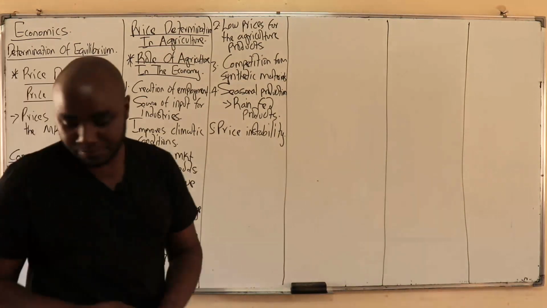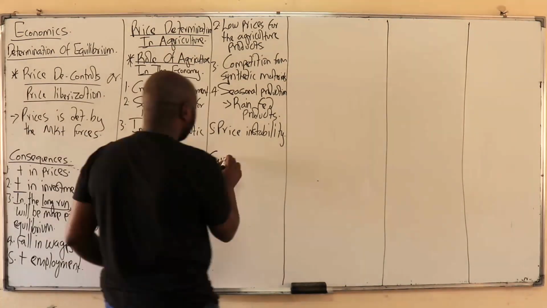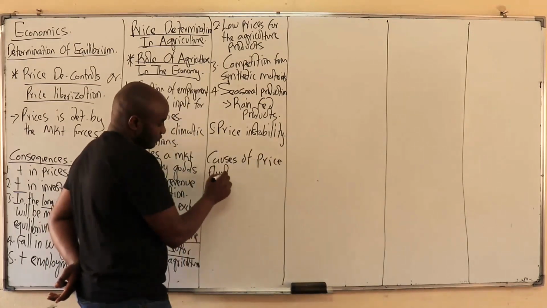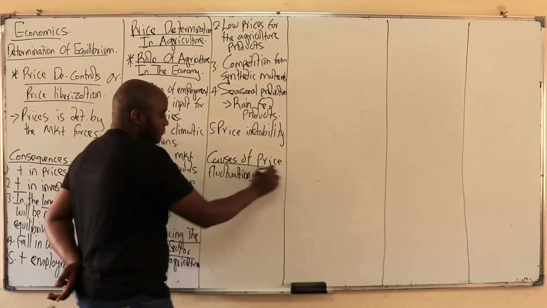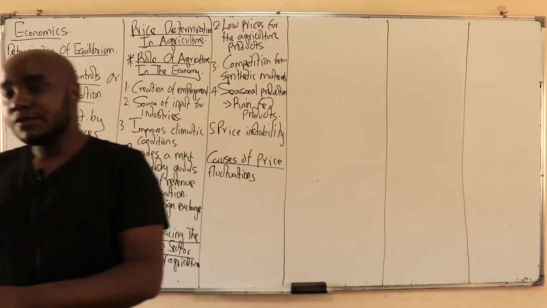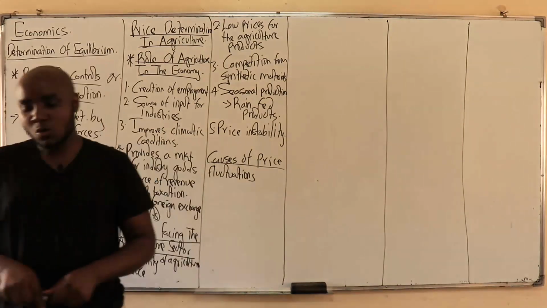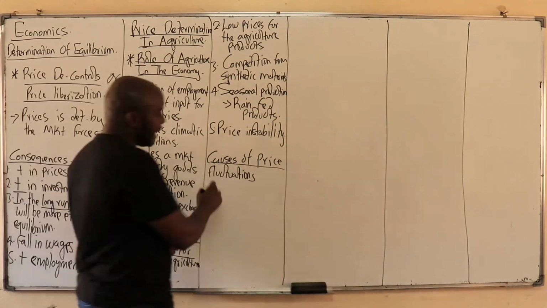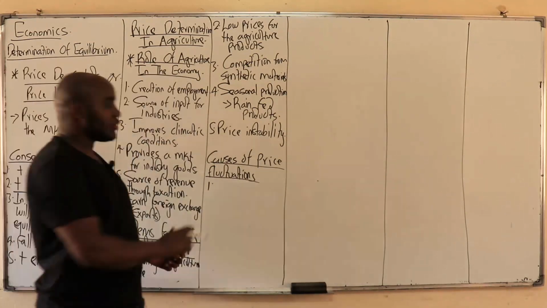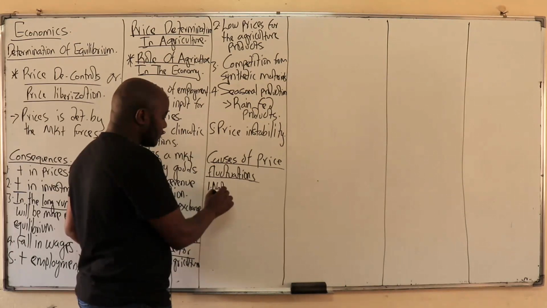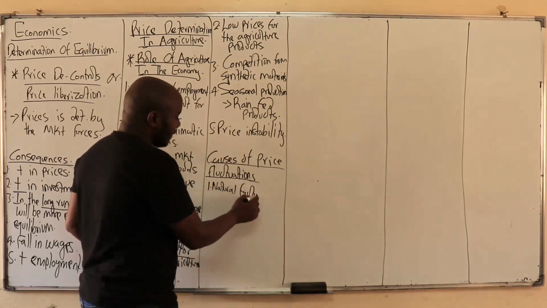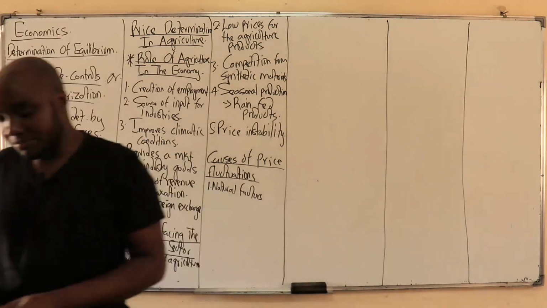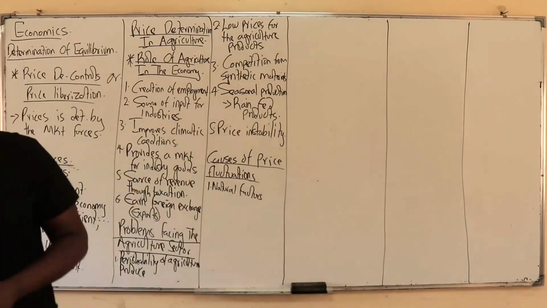causes of price fluctuation for the agriculture products. Why do we usually find that there is fluctuation in the agriculture product? Number one is the natural factors: things to do with diseases, pests, weather conditions.